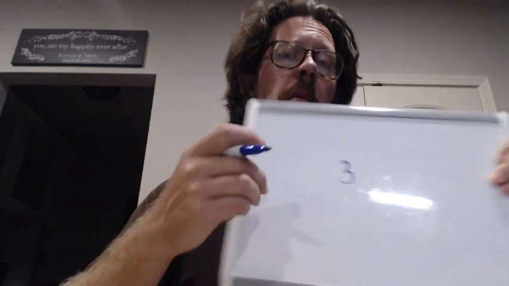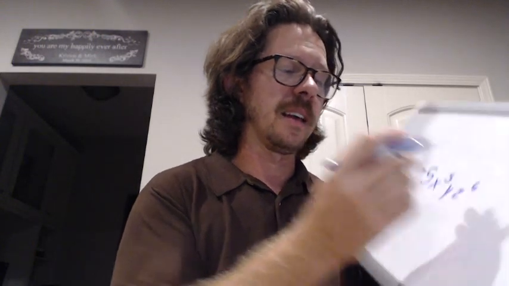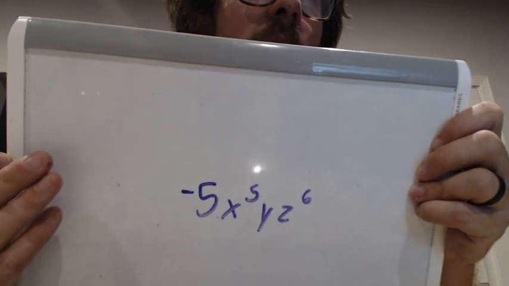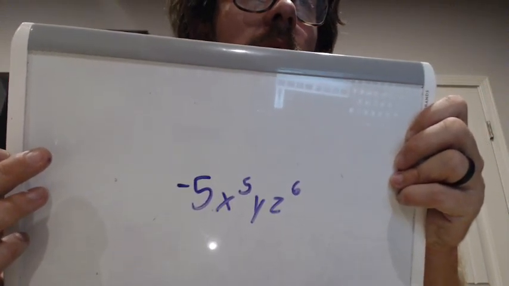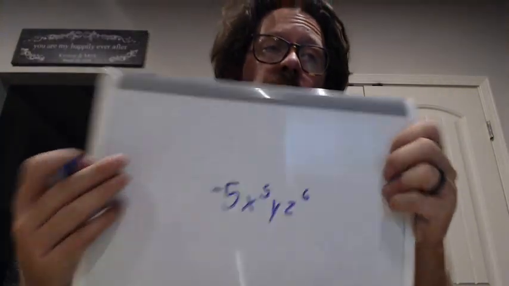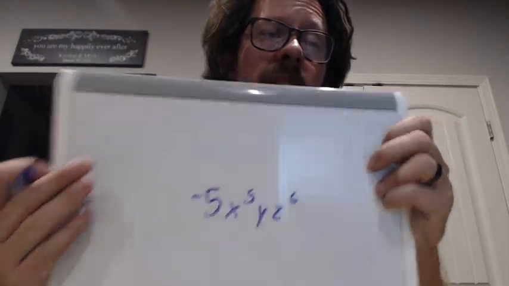So in a monomial, you basically just add the degrees up. Like if I had negative 5x to the 5th, y, z to the 6th, and I asked, what's the degree of this monomial? Think about it. If you said 12, you were correct, because 6 plus 1 plus 5 is 12, right? So that is a monomial, and that's how you find the degree, okay?